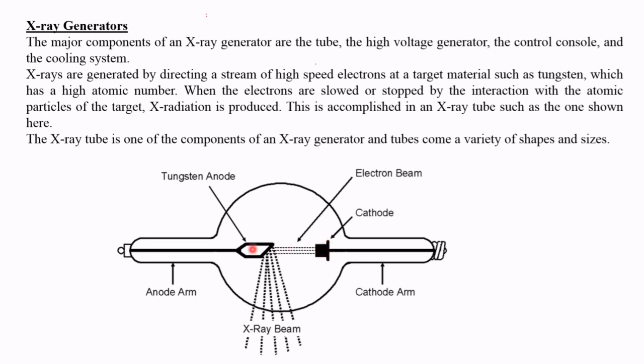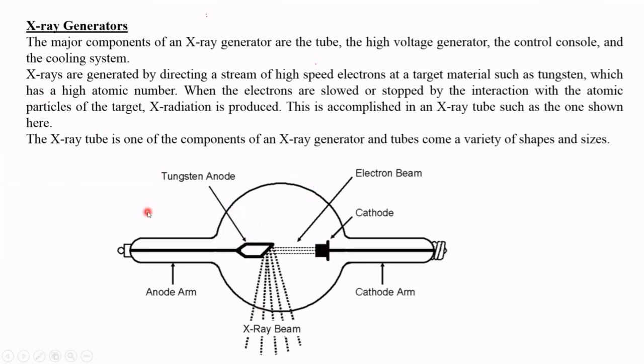Here we have the anode. This is a high atomic number material. Here we are using tungsten. Tungsten has a high atomic number. That's why we are using a tungsten anode here. This is the anode, and this is the cathode. This is the X-ray tube.